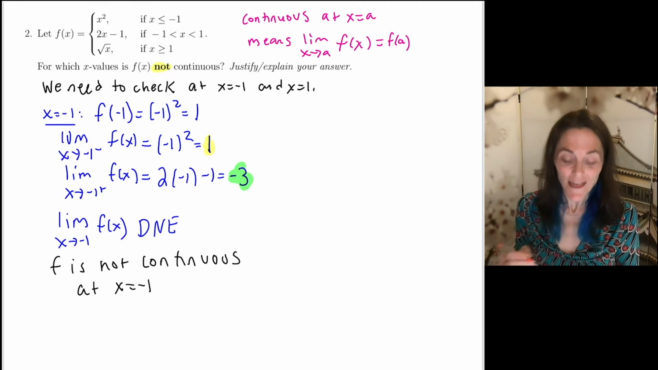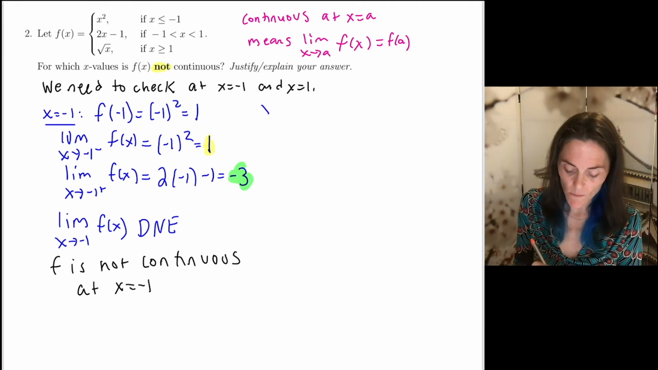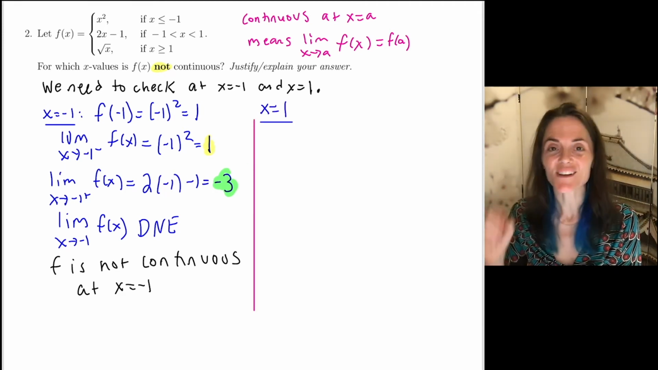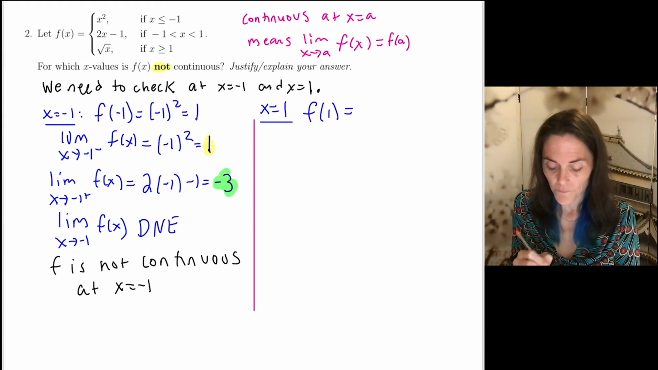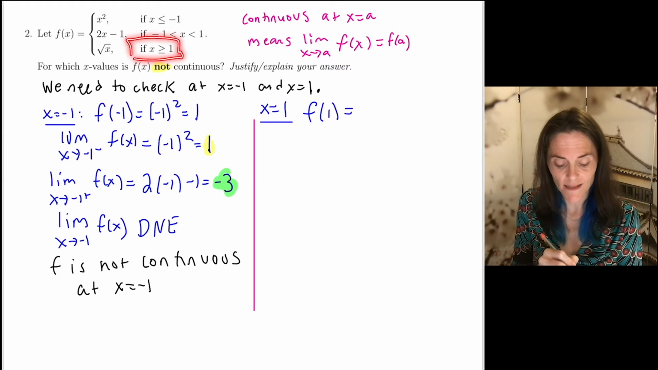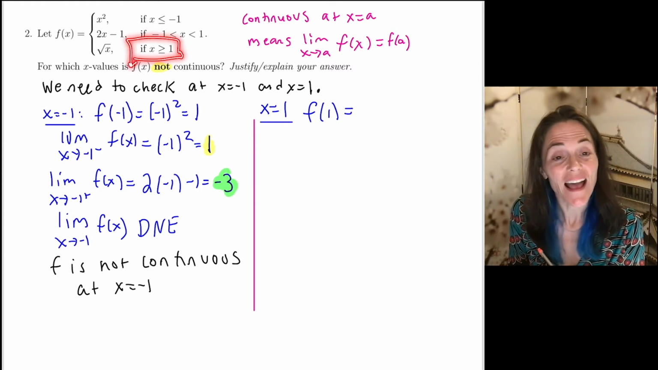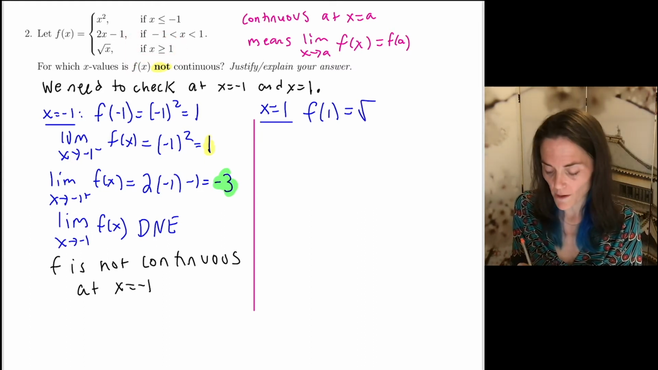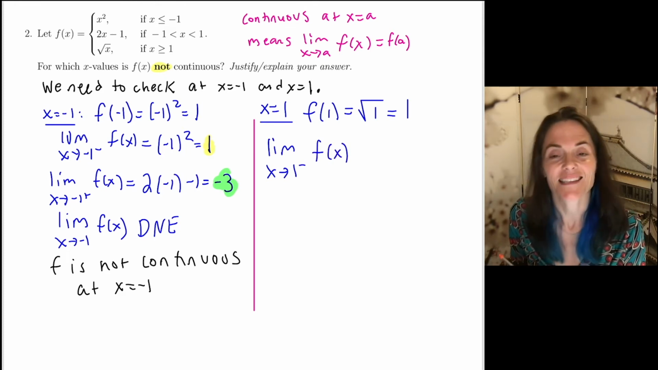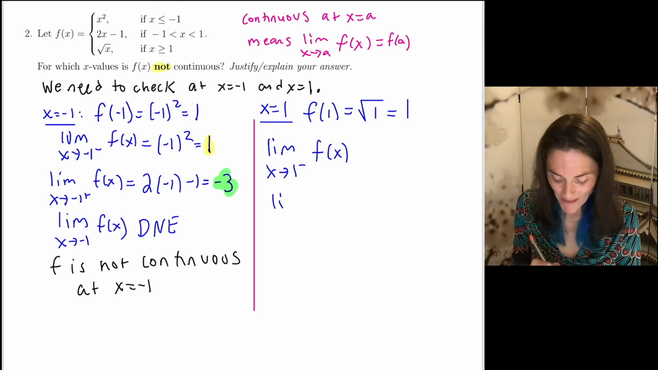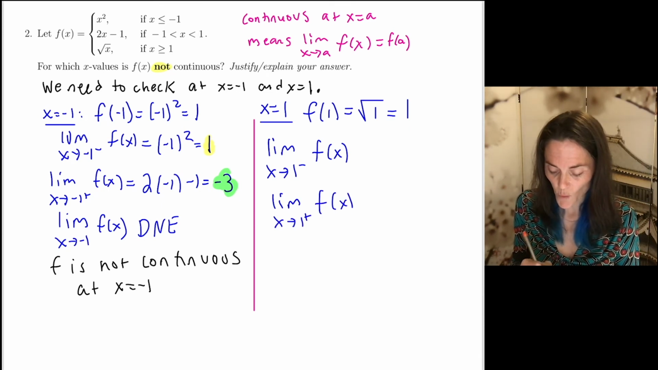Now, let's check the other point, which was at x equals 1. First, let's calculate f of 1. Well, 1 is here. It's in this interval. And so f of 1 is the square root of 1, which is 1. Now, we move on. We calculate the limit as x approaches 1 from the left. We calculate the limit as x approaches 1 from the right.